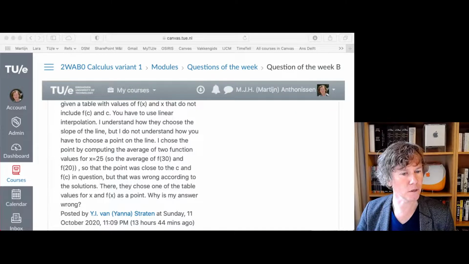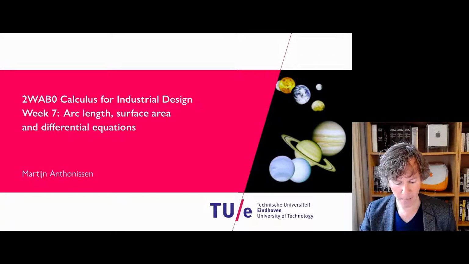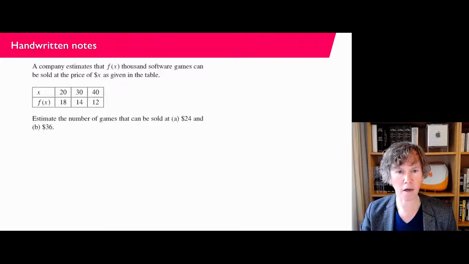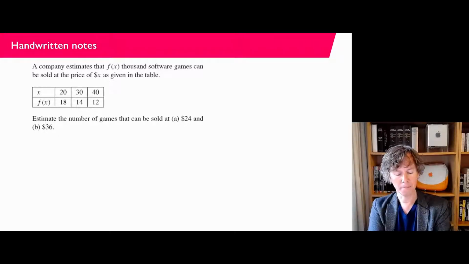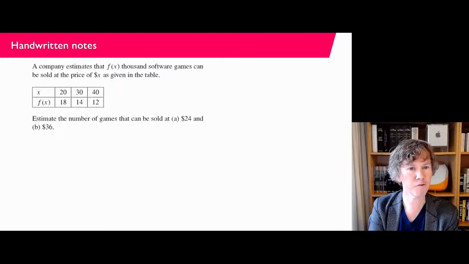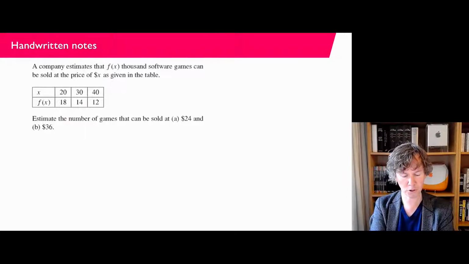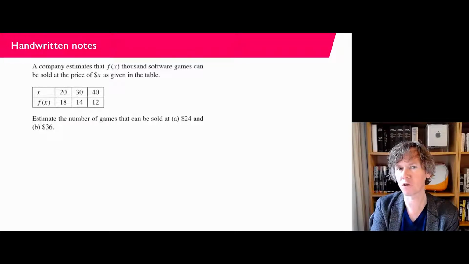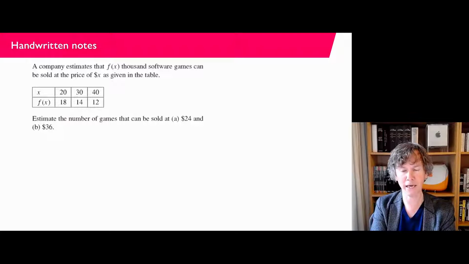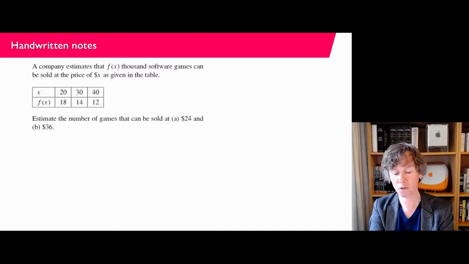That should be here. Yeah, excellent. And then the question that was just on Canvas, I copied it here. So it says, a company estimates that f(x) 1,000 software games can be sold at the price of x dollars as given in the table. So in the table you see that if the game is $20, then apparently 18,000 copies will be sold. If they make it more expensive, $30, then they will only sell 14,000. And if they charge $40, then 12,000 copies will be sold.